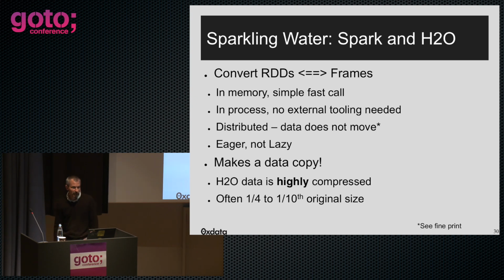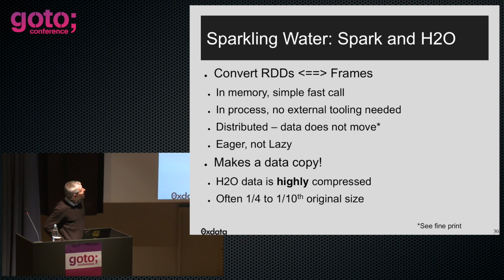Okay, so we can move back and forth between the two, and it's all in memory, it's all in process, there's no external tooling needed. Mostly data doesn't move, it does change shape because it's going to be in Spark's format and H2O's format. And then there's a difference between eager and lazy, which I'll cover in a second. And we do make a data copy, but the H2O data is typically very highly compressed compared to the Spark data, so if you're running a successful Spark cluster right now, and you make a copy of the data, the extra memory you need isn't a whole lot over what you're already consuming for Spark.